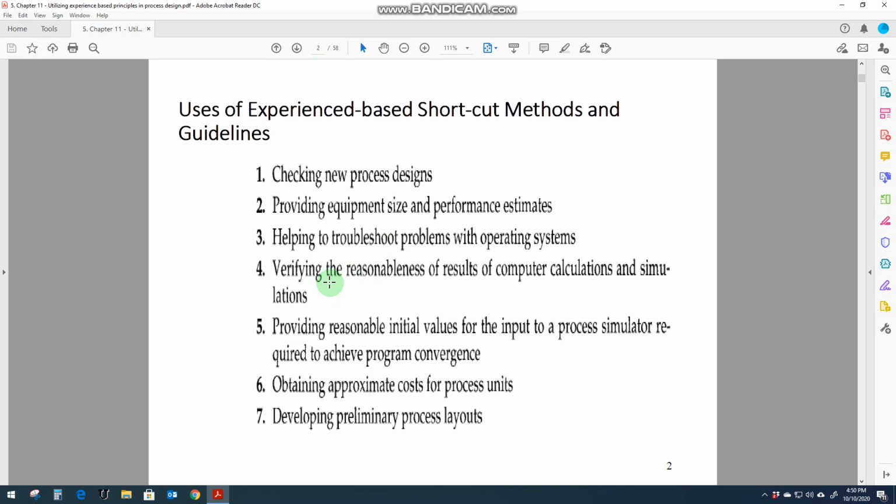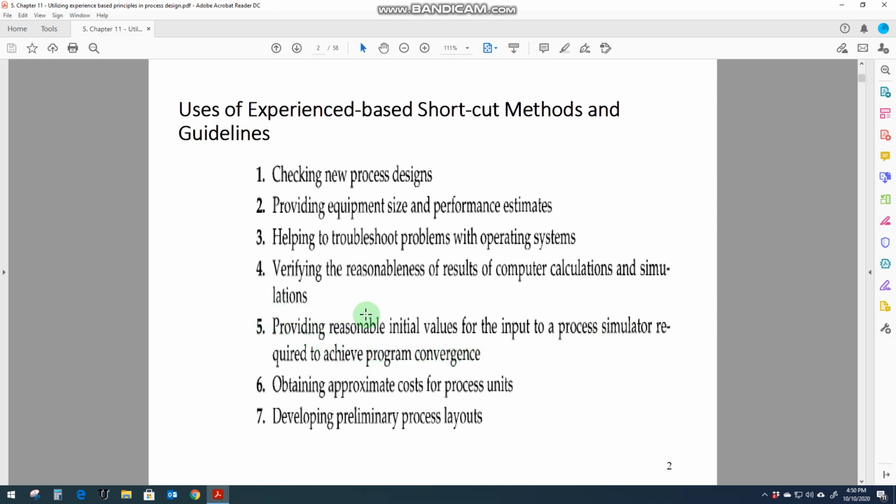Number four, verifying the reasonableness of results of computer calculations and simulations. If we have some kind of shortcut methodologies in our mind, then we can validate the results that we get from the computer calculations or the simulations to see if there is any problem or error in the system. Number five, providing reasonable initial values for the input to the process simulator required to achieve process program convergence.